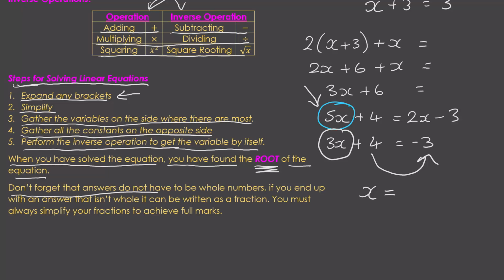Don't forget that answers do not have to be whole numbers. If you end up with an answer that isn't a whole number, it can be written as a fraction, and that's often the best way to do it rather than a decimal, because a fraction in many instances is more accurate. You must always simplify your fractions to achieve full marks. That's a rule of thumb. It may not happen in every instance.